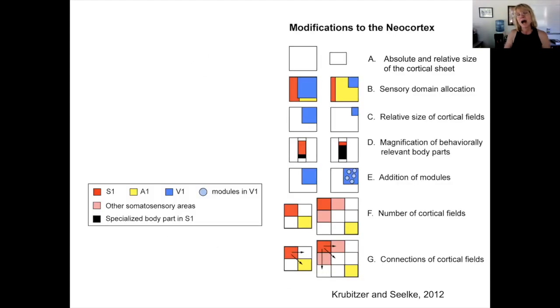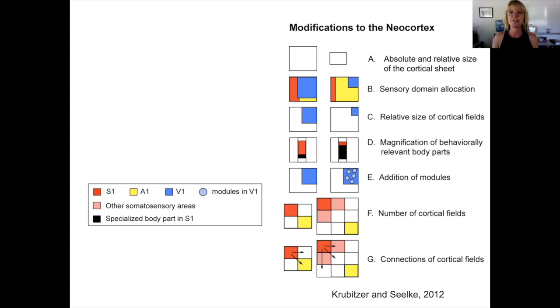Okay, so I want to talk about systems level modifications that have been made to the brain. And we came up with these modifications by doing a comparative analysis in a lot of different species. I think I've worked on maybe 45 different species of mammals to date. So these boxes here are meant to indicate the cortical sheet. These are some of the systems level changes that have been identified in different mammalian species. So you can have a relative or an absolute change in the size of the cortical sheet. You can have a change in what we call sensory domain allocation, and that's the amount of cortex that's devoted to processing input from a particular sensory system.